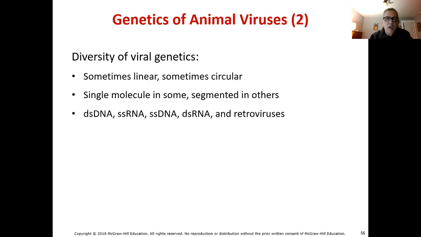The diversity of viral genetics, their genes are sometimes linear, sometimes circular. Some are one molecule, some are in segments. They can have double-stranded DNA, single-stranded RNA, single-stranded DNA, double-stranded RNA.